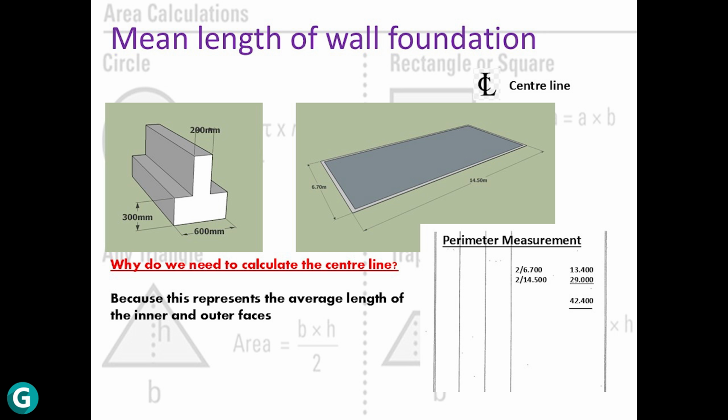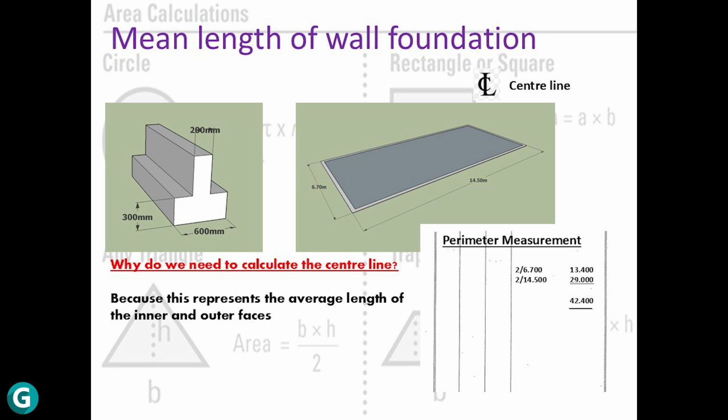We have a foundation wall measuring 200 millimeters wide. Firstly, we will compare the perimeter, i.e. the exterior girth. The measurement displayed already, that is 42.4 meters. Now let's work out the interior girth, that is 2 times 6.3 meters, which equals 12.6 meters, and 2 times 14.3 meters, which equals 28.2 meters. The total is now 40.8 meters, a difference of 1.6 meters to that of the exterior girth.